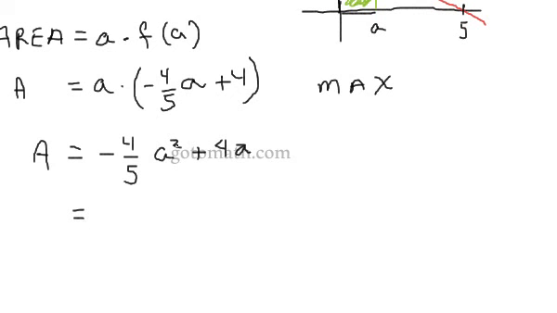So we want to take the derivative of this. We'll bring the 2 out front, and 2 times 4 is going to be 8. So we have negative 8/5 A plus, and the derivative of 4A is just 4. And that is our derivative. We set it equal now to 0, and we solve for A.